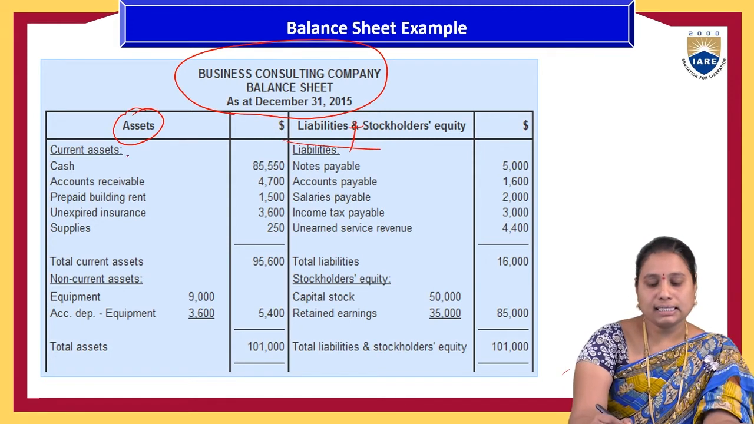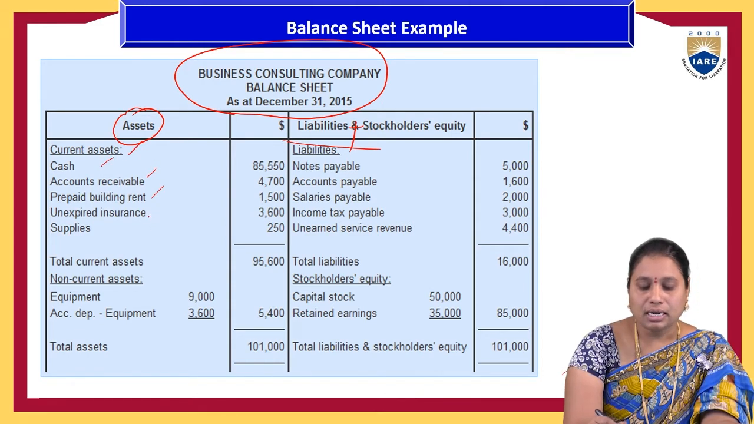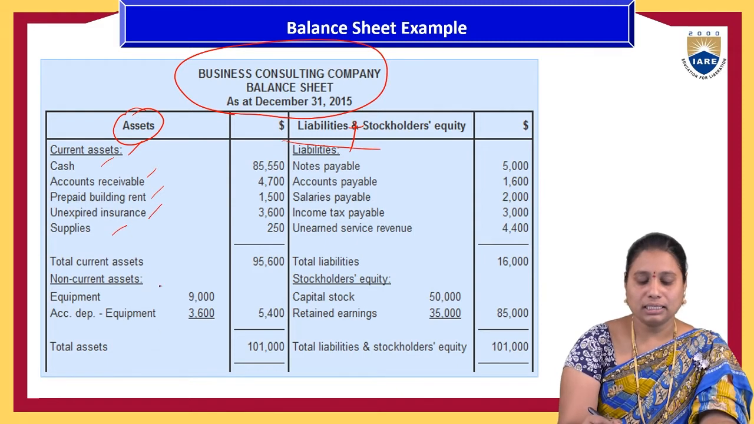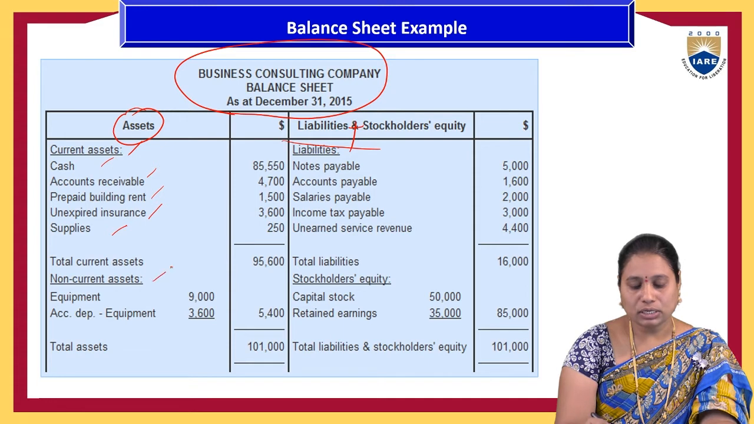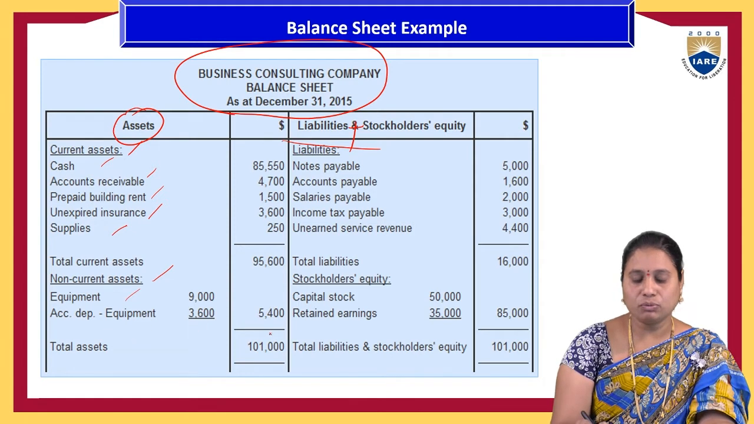And here, assets and liabilities plus stock of the equity. Here are the current assets: cash, accounts receivable, prepaid building rent, unexpired insurance, supplies, etc. And the total current assets, and the non-current assets like equipment and depreciation. After removing the depreciation only, we have to take the final figures.